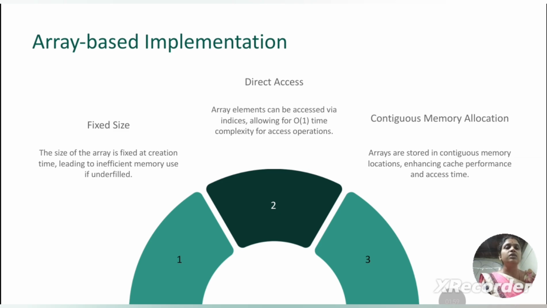The next one, contiguous memory allocation. Contiguous means continuous. For example, if we allocate 10 memory spaces for an array, it enhances cache performance and access time. Okay, so since contiguous memory allocation is there, the cache performance and access time will be very good.